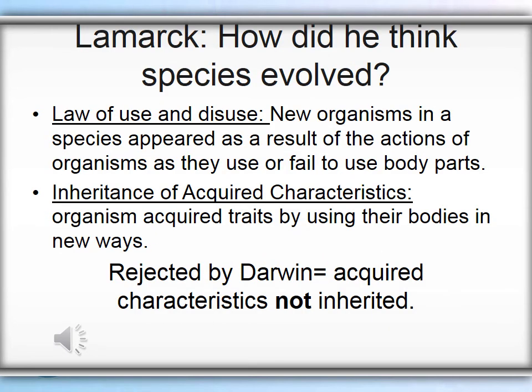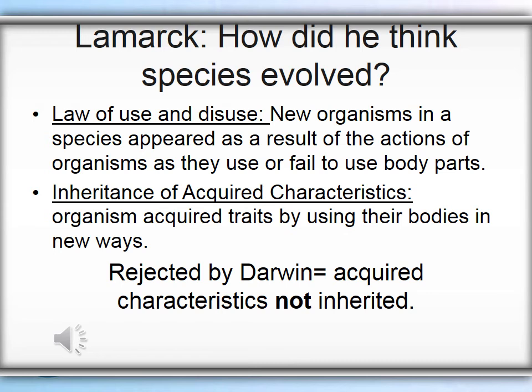So Lamarck lived much before Darwin, and he came up with his own theory of evolution. He came up with two parts to it. There was the law of use and disuse: new organisms in a species appeared as a result of the actions of organisms as they use or fail to use body parts. In other words, if you use your right hand a lot, it's going to get bigger and bigger. Or if you stretch your neck a whole lot, like giraffes, for instance, they start off as horse-looking things and then they stretch their necks, and over time they got longer, and then they pass that on to their kids.